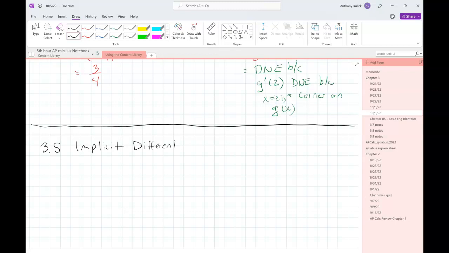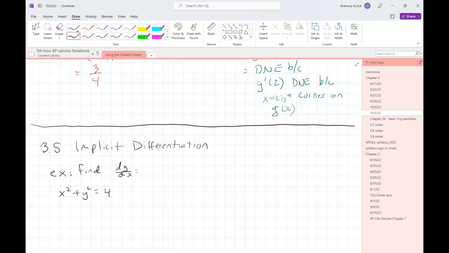So what we're going to be talking about today is something called implicit differentiation. We use implicit differentiation when there's not a clear independent and dependent variable established. So, Mr. Kulik, what would that look like? Well, what if you have something that looks like this? There's no clear independent and dependent variable established, right? So maybe we ask for the derivative of y with respect to x.